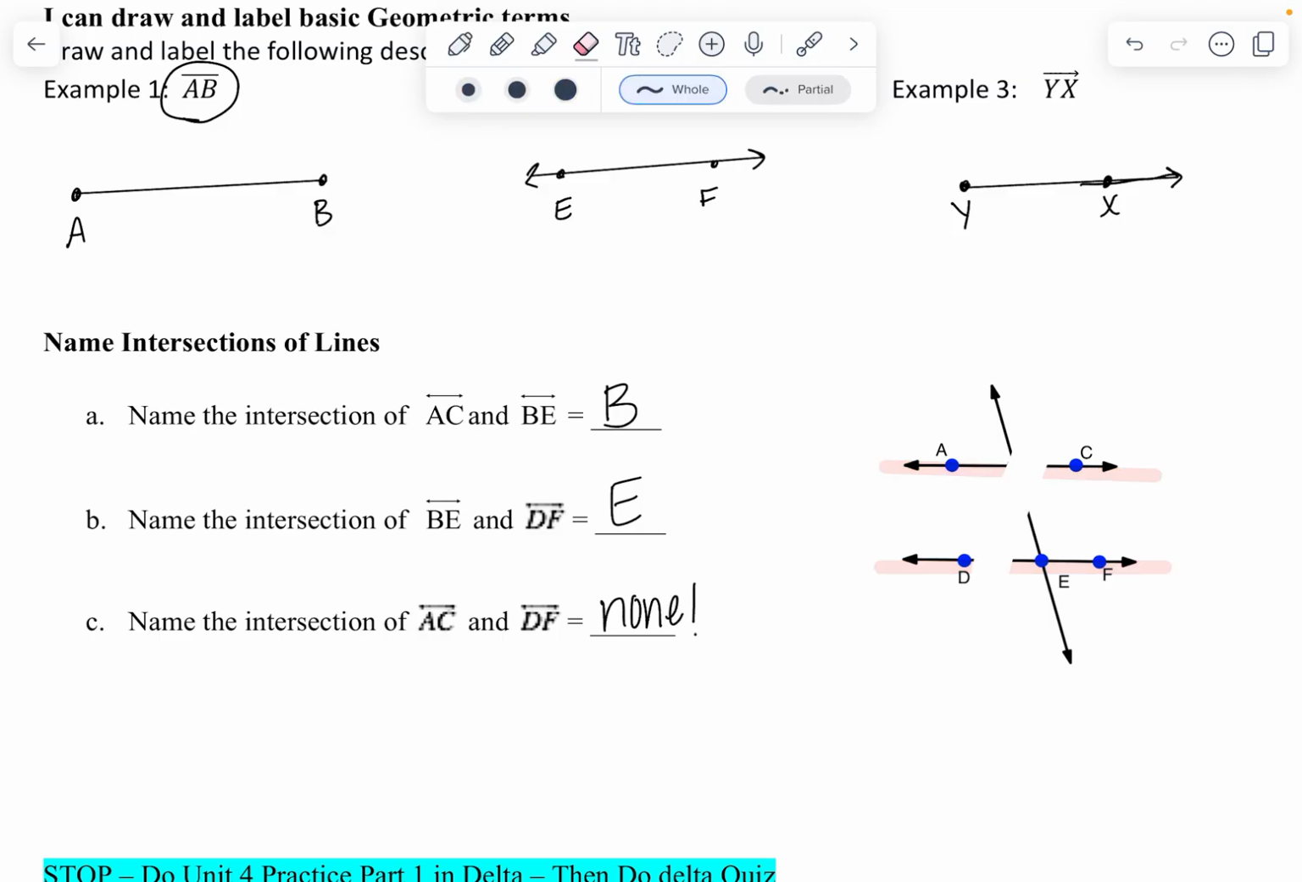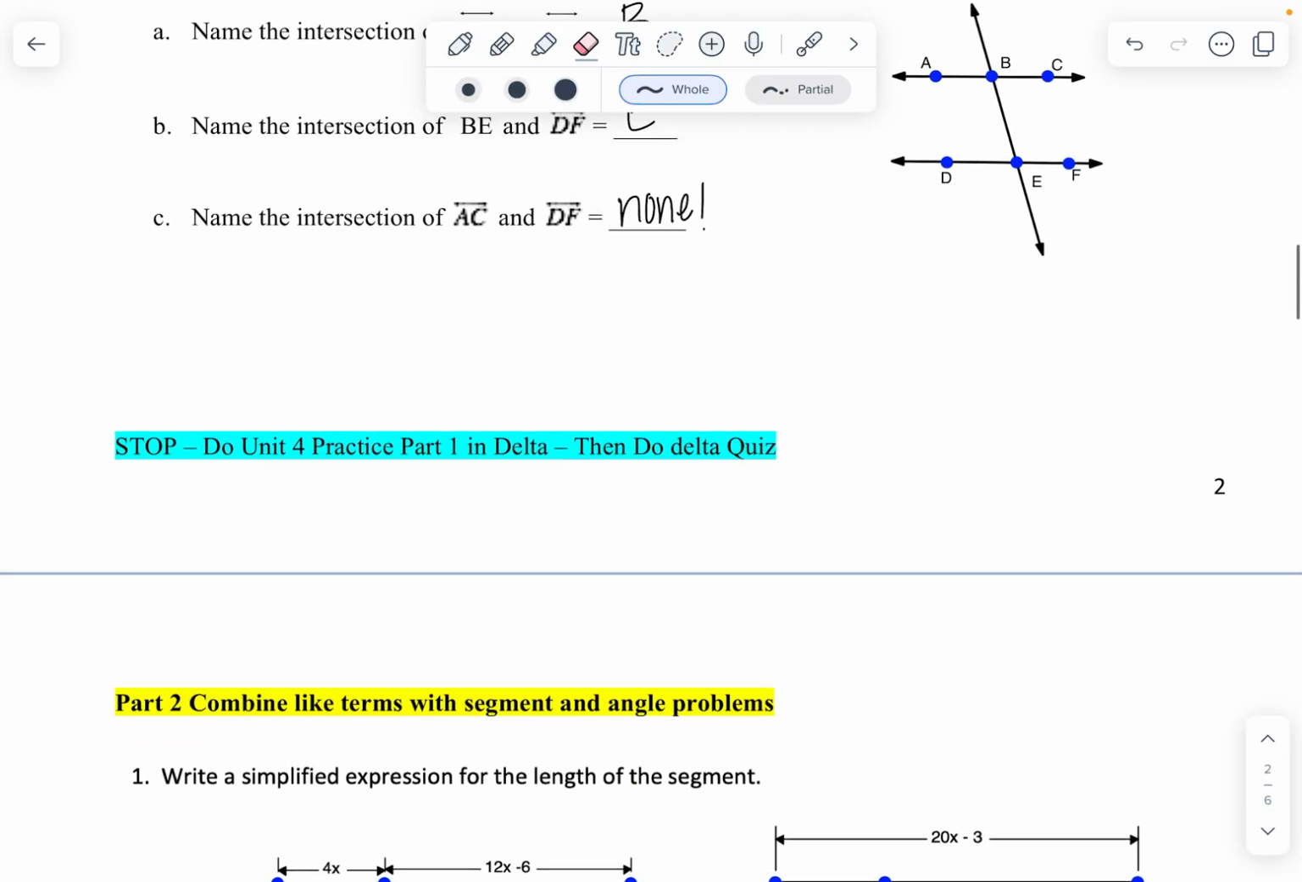Okay, so just notation, that's all I need to practice, so go ahead and stop and do part 1 of the Delta Math.